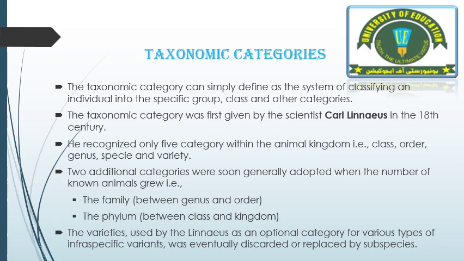The variety used by Linnaeus as an optional category for various types of intraspecific variants was eventually discarded or replaced by subspecies. Of the 5 categories that were recognized by Carl Linnaeus, the 5th category, variety, was replaced by the new category known as subspecies.